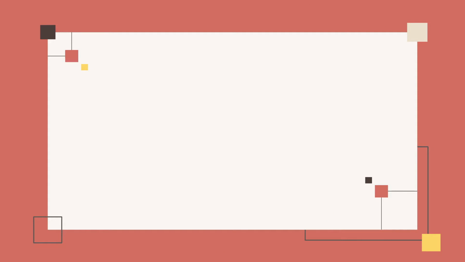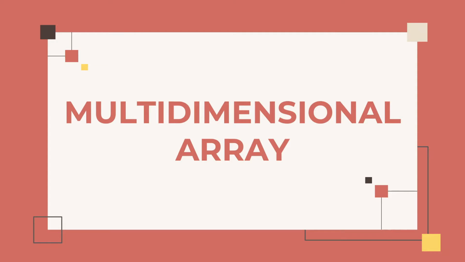You must know that there are two types of array. First is the one-dimensional array and the second is the multidimensional array. We have discussed the one-dimensional array before. Next, we will discuss the multidimensional array.